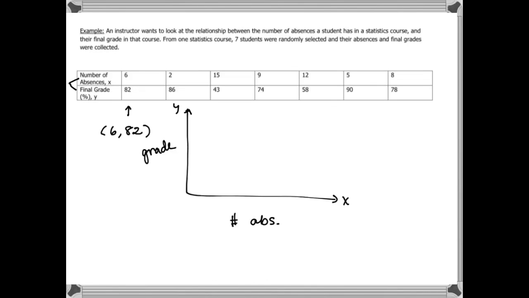And the absences, let's see, we go from 2 to 15, so maybe I'll go 2, 4, 6, 8, 10, 12, 14, 16. And the final grade starts at 43 and goes up to 90. So I'm going to do a little break here. It says I'm skipping some numbers. I'm going to start at 40. Go 50, 60, 70, 80, 90. I don't go above 90.